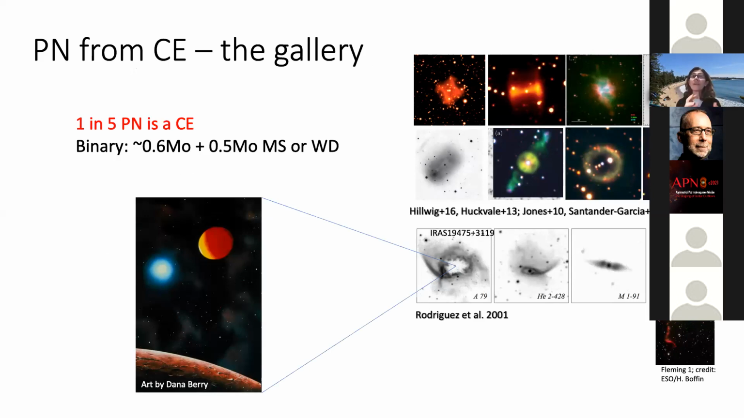Now, the binary in the middle is a post-common envelope binary. It's called the central star, which is a white dwarf, and a companion, which is usually a low mass star, main sequence, or sometimes white dwarf.